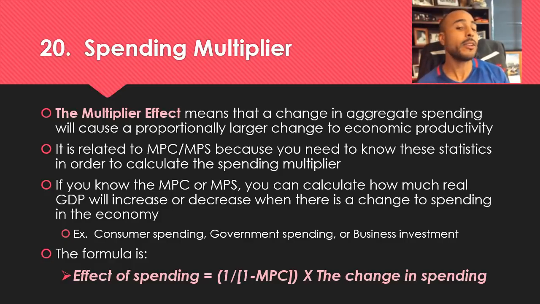For example, if consumer spending increased by $100 billion, we would multiply 100 billion times 5, and that would tell us that the effect of our change in spending would be that GDP would increase by $500 billion. Just look at the notes that are on Edmodo for an example of this one. I got the whole thing about the spending multiplier on Edmodo.